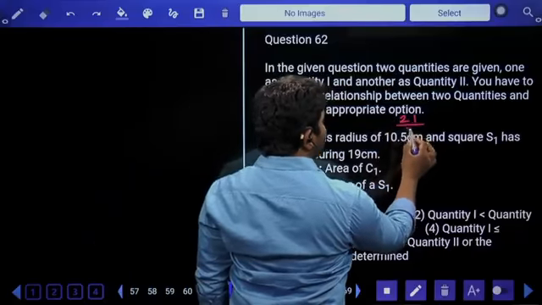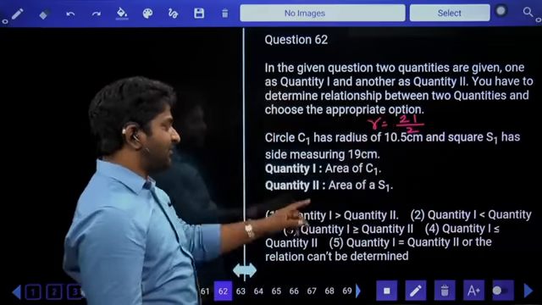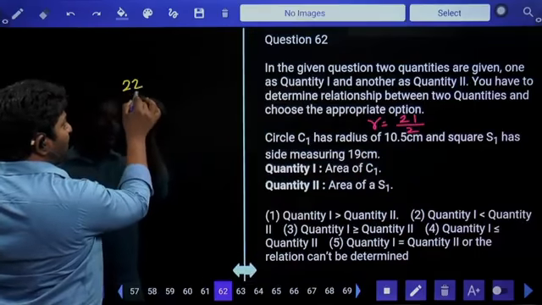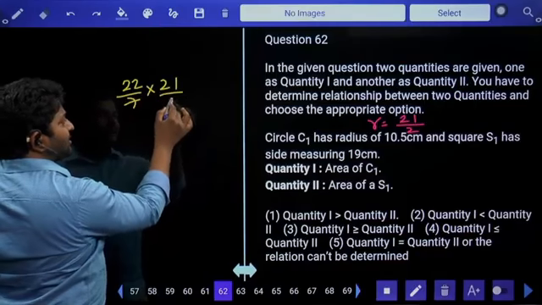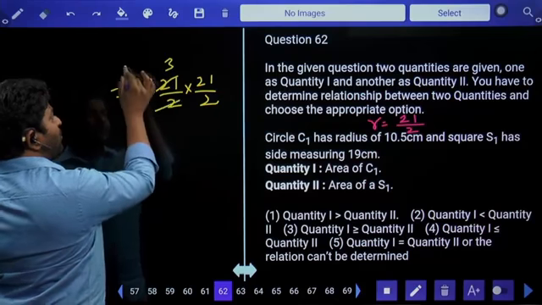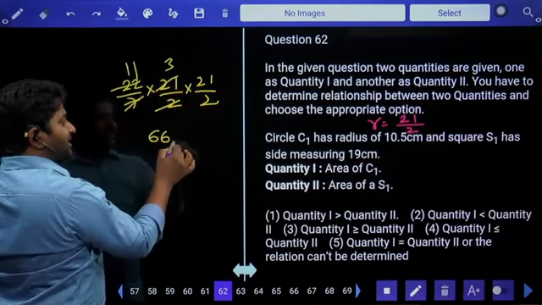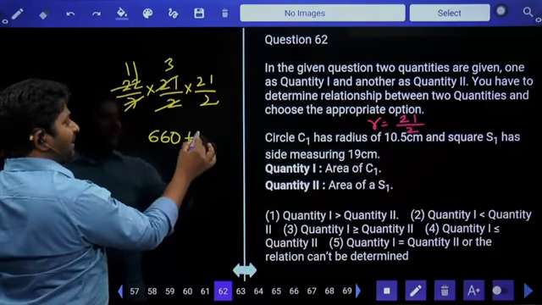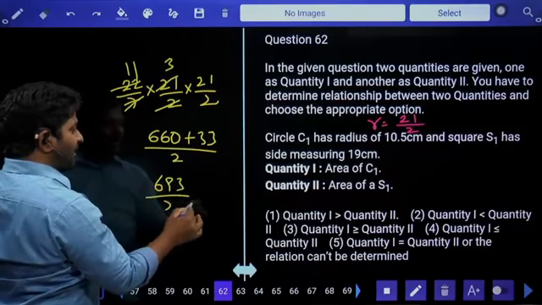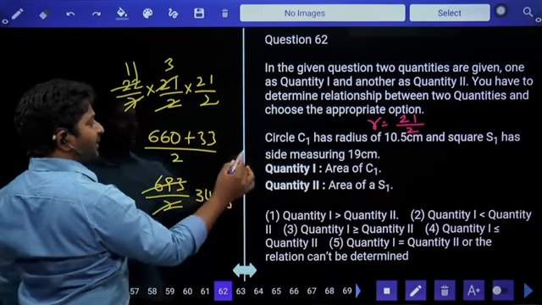10.5 can be written as 21 by 2, that is equal to the radius, and the square has a side of 19 centimeters. Area of C1, area of the circle is pi r square, 22 by 7 into r1 square, that is 21 by 2 into 21 by 2. 7 3 times we have, 2 11 times we have. 11 into 3 is 33, 33 20 times is 660 plus 33 one time, that is 33. Total we have 693 divided by 2, that is equal to 346.5.